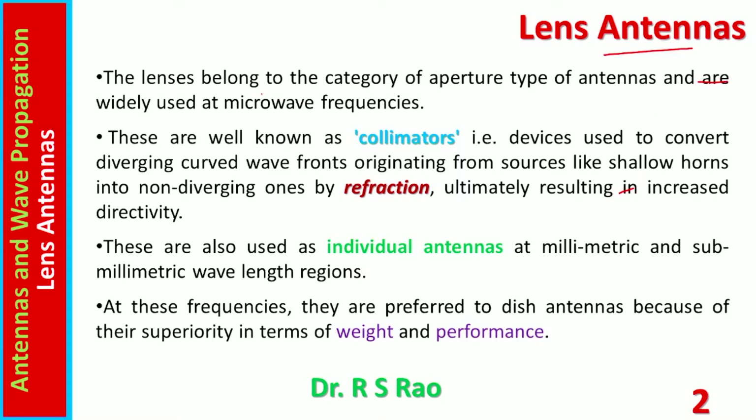As already mentioned, lenses belong to the category of aperture type of antennas. These are widely used at microwave frequencies in the design of radar communication systems. These are well known as collimators. What are collimators? Collimators are devices which convert diverging waves into non-diverging waves, thereby enhancing the directivity.